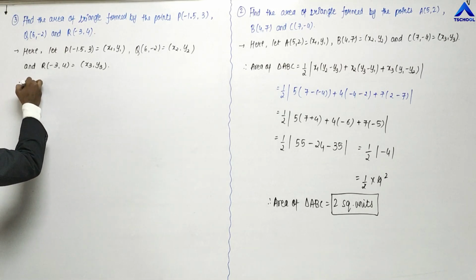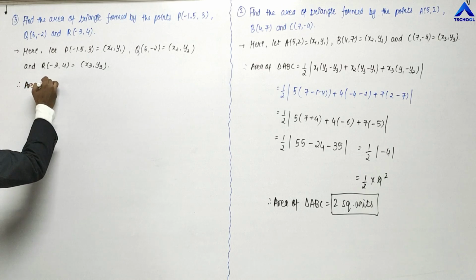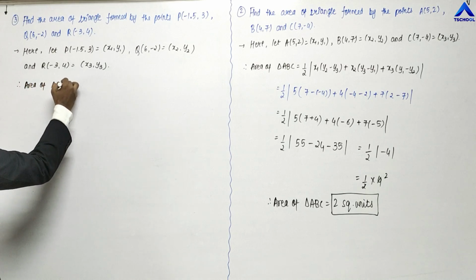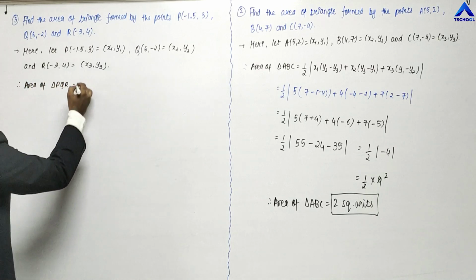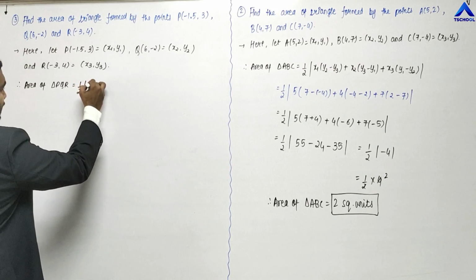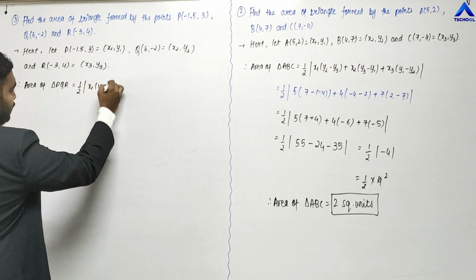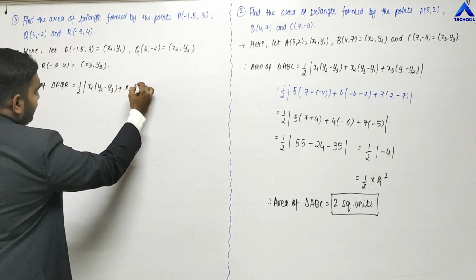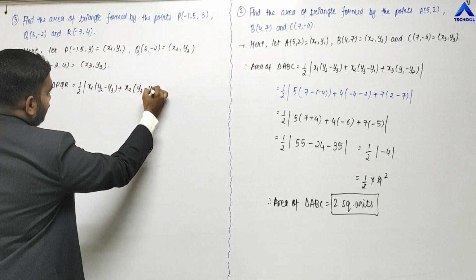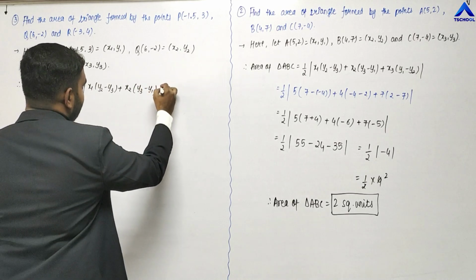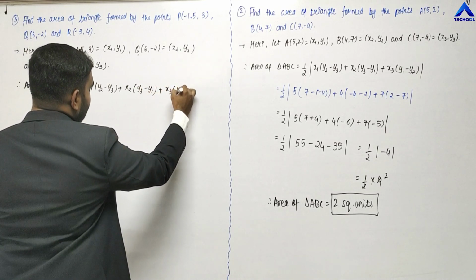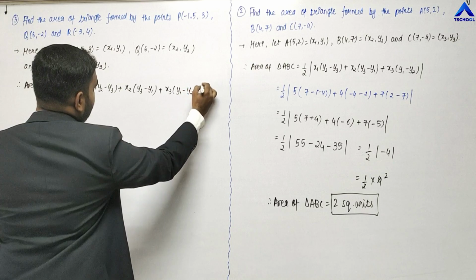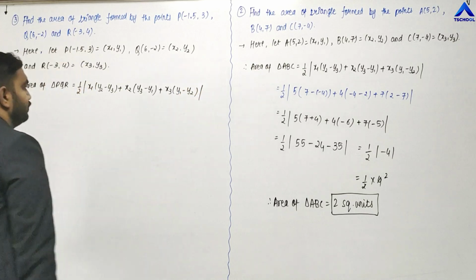Therefore, the area of triangle PQR is equal to half modulus x1 into y2 minus y3 plus x2 into y3 minus y1 plus x3 into y1 minus y2.